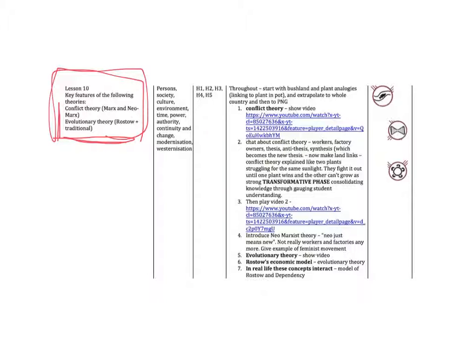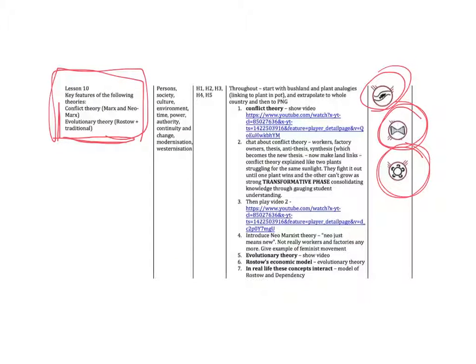So first of all, we'll start with the bushland and plant analogies and link to the plant in a pot and then extrapolate to the country as a whole. So we've got our land links and we've got our deconstruct and reconstruct and our symbols and images quite clearly there.